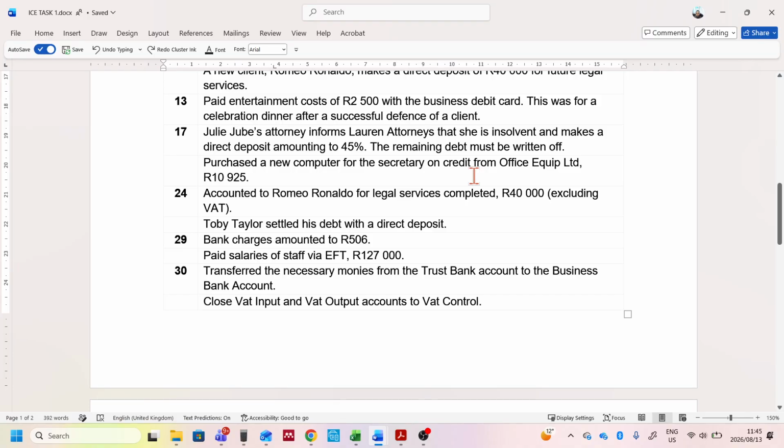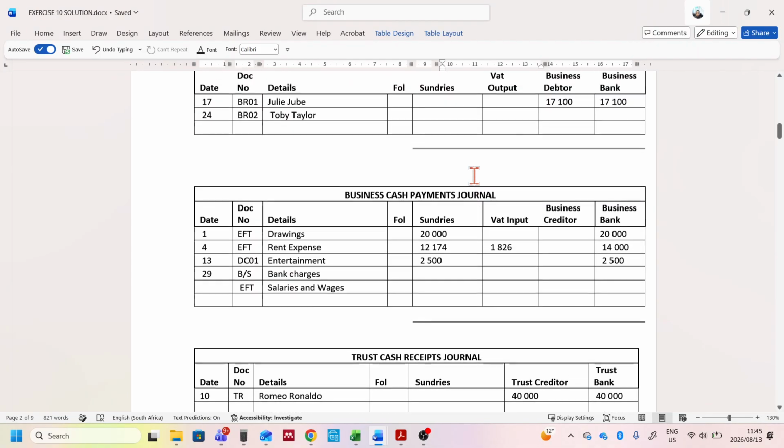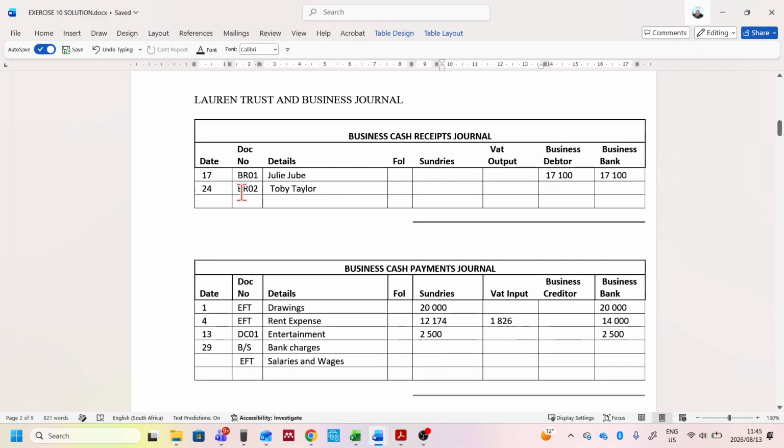So now I'm moving to Toby Tyler settling his debt with a direct deposit. So we say debit business bank, credit what? Business client. So this means that now we go to our cash receipts journal, indicate on the 24th, we issued a business receipt to Toby Tyler. He's settling how much? 4,890. That is the amount that we recorded on our accounting equation, and indicate that he is a debtor to the business. If he is a debtor, we're going to record the amount in what? Sundries.